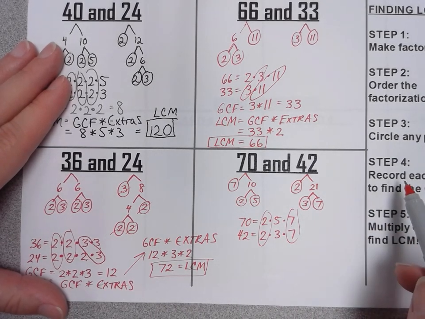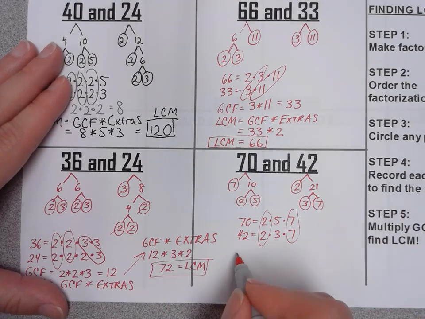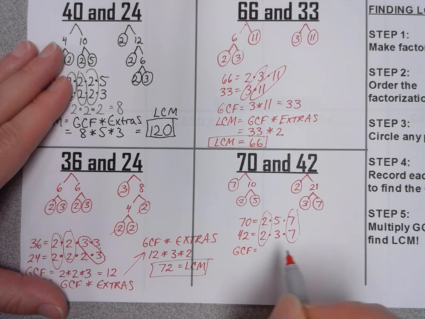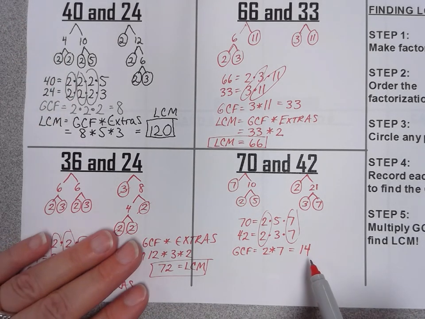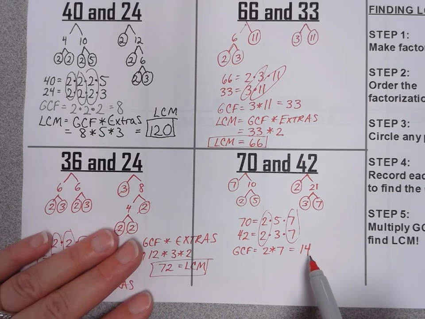Step 4, record each pair only once to find the greatest common factor. Greatest common factor. Well, I have a pair of 2's, record it. And I have a pair of 7's, record that also. What is 2 times 7? 14. That really means the biggest number that divides into both 70 and 42 is 14. 14 is a factor of both.